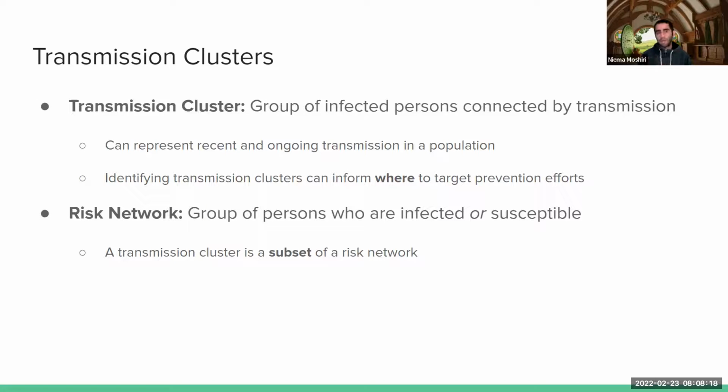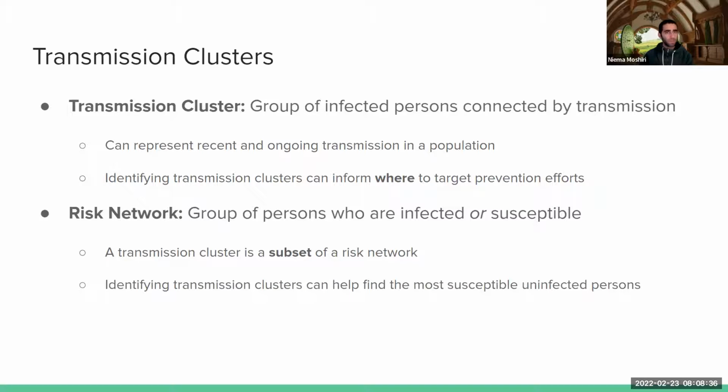So for example, with HIV, if someone is HIV positive and they have a partner who is not HIV positive, that partner could be susceptible. So they would be in the risk network, where they are connected to someone who is HIV positive, but they are not HIV positive themselves. So identifying transmission clusters can help us find the most susceptible uninfected persons.